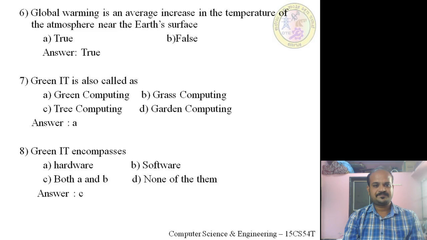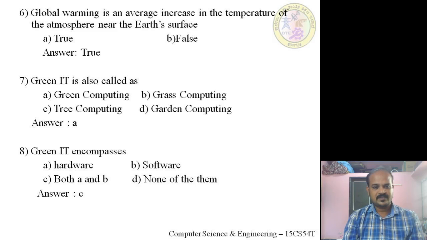Next, seventh question. Green IT is also called as green computing, grass computing, tree computing, and garden computing. So in the definition of green IT, the first thing we will learn here is green IT is also known as green computing, which is mentioned in option A. So that's why the correct answer is A. So that is, green IT is also called as green computing.